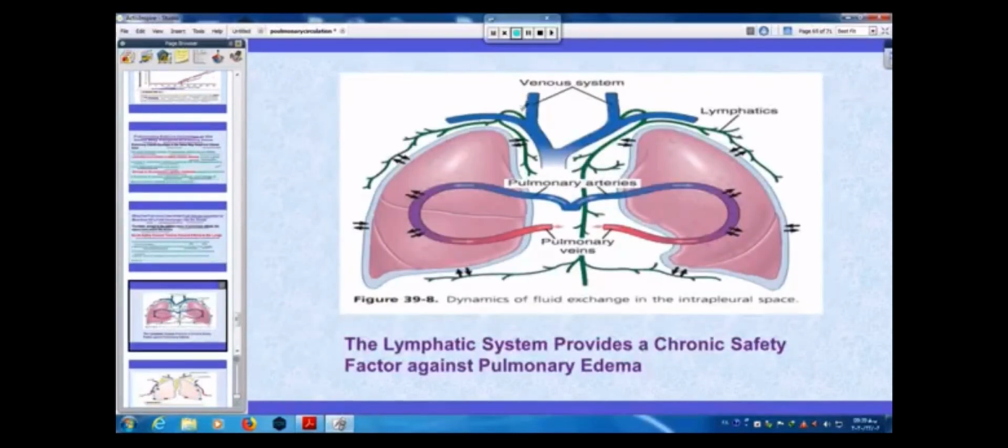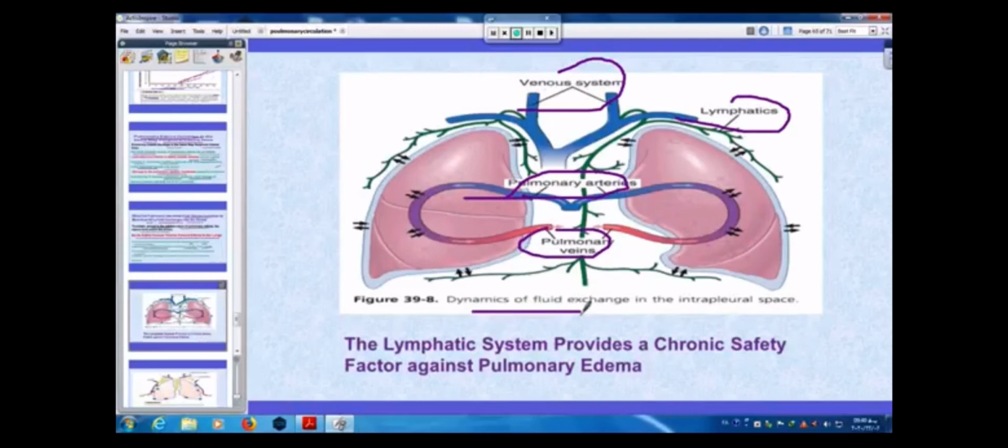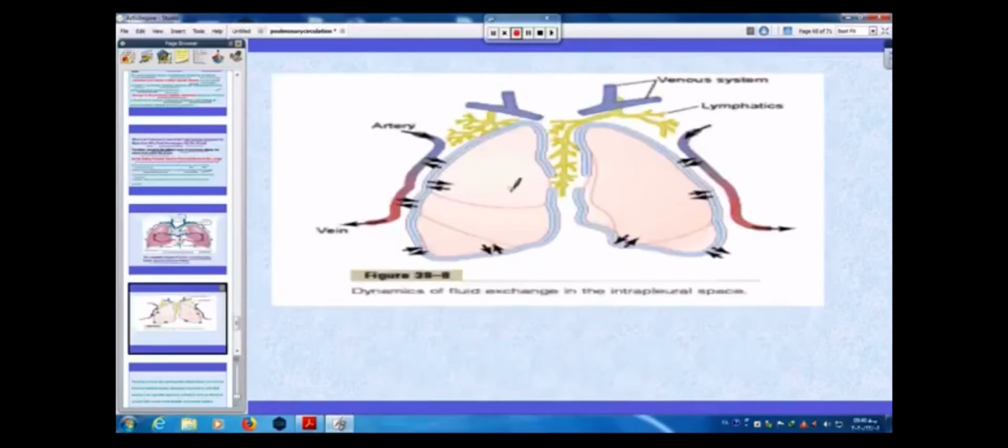You can see in this figure the venous system and the lymphatics, the pulmonary arteries and pulmonary veins, and the dynamics of fluid exchange in the intrapleural space. The lymphatic system provides, therefore, a chronic safety factor against pulmonary edema. The lymphatic system is very important. And as mentioned in this figure as well, you can see the lymphatic system is a very big system in the lungs. Dynamics of fluid exchange in the intrapleural space.